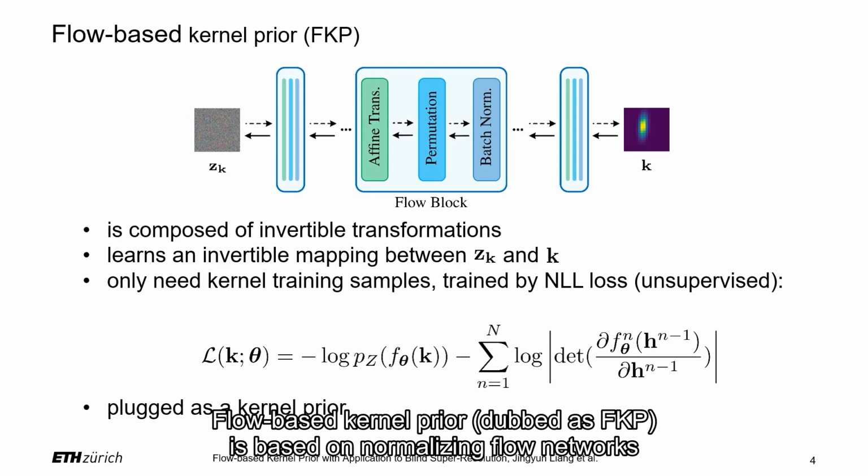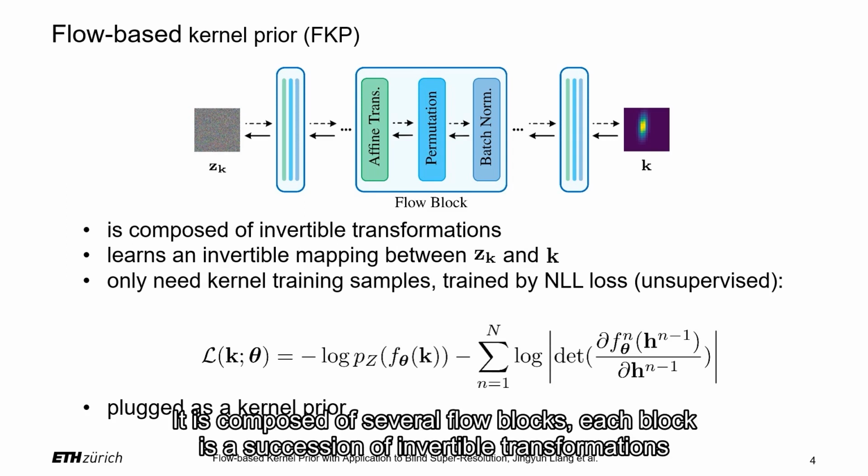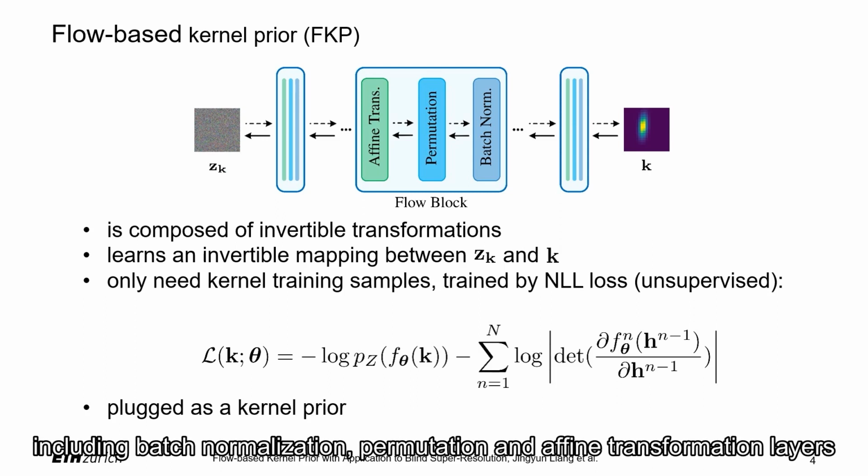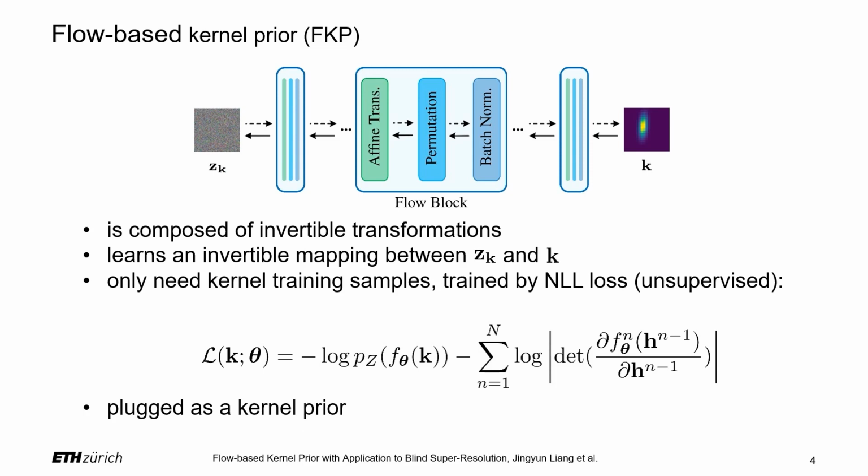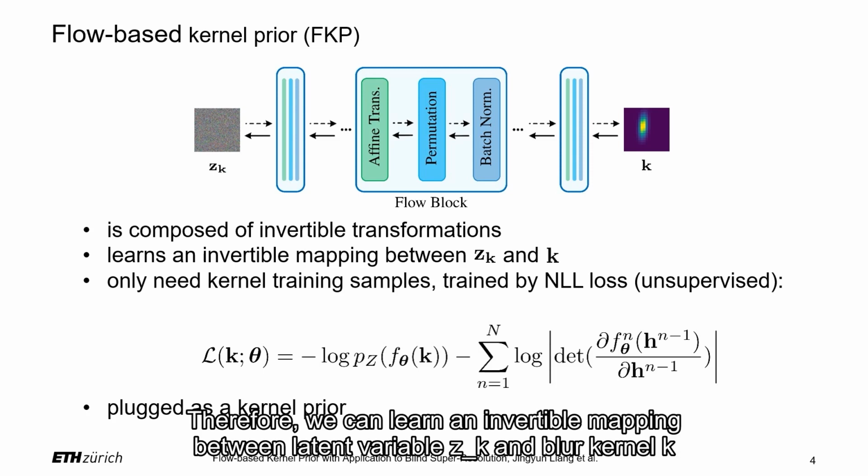Flow-based kernel prior, dubbed as FKP, is based on normalizing flow networks. It is composed of several flow blocks. Each block is a succession of invertible transformations, including batch normalization, permutation, and affine transformation layers. Therefore, we can learn an invertible mapping between latent variable zeta k and the blur kernel k.